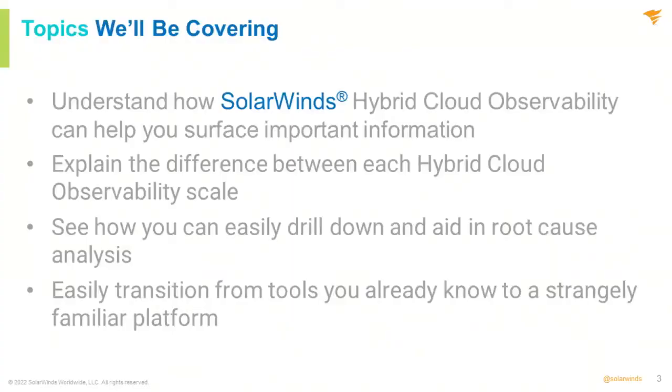We hope after this short journey today with Brian that you, the viewer, walk away with an understanding of the four following things. 1, understanding how hybrid cloud observability can help you surface important information. 2, understand the difference between each hybrid cloud observability scale. 3, see how each cloud observability can quickly aid you in a root cause analysis. And lastly, understand how easy the transition is from your current tools that you already have and know to this new hybrid cloud observability. So let's get into it, Brian.